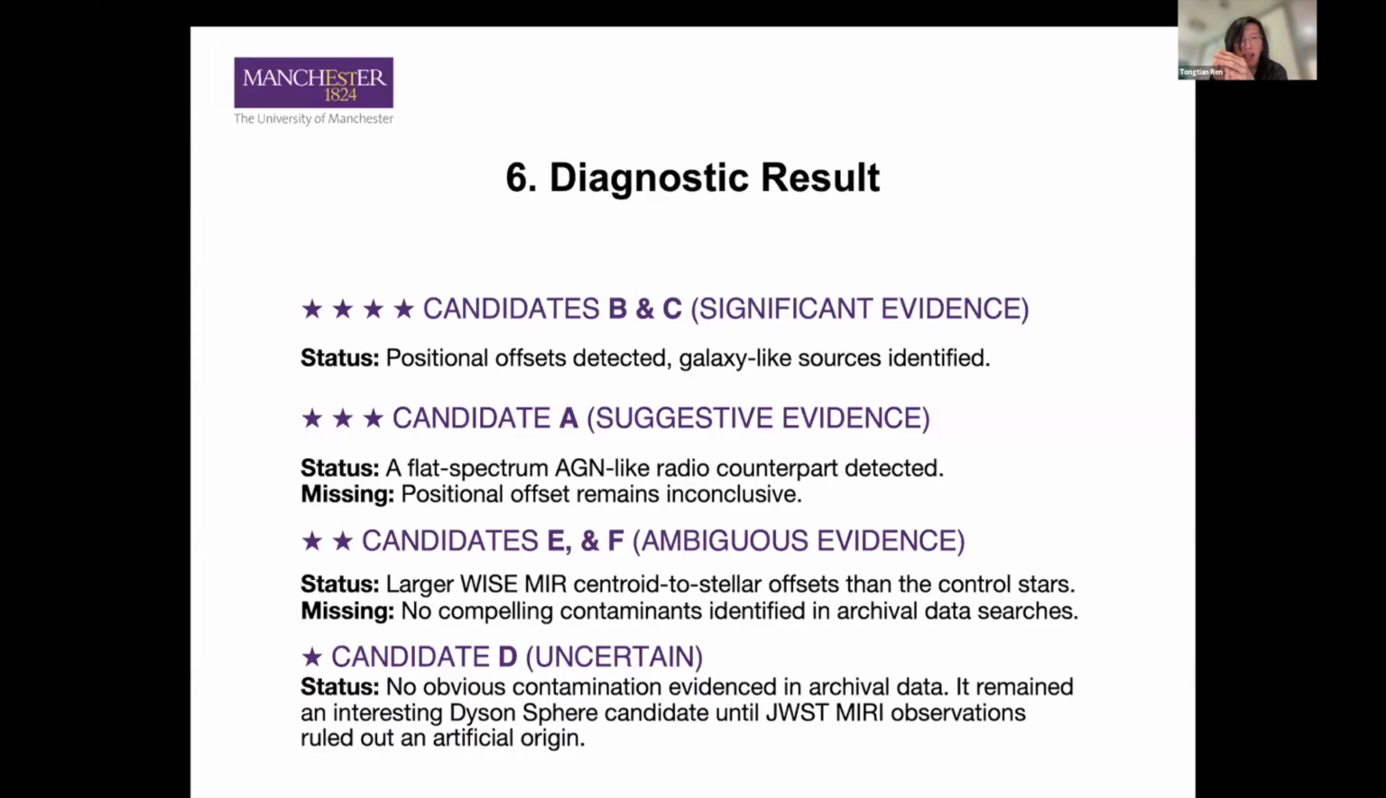As for candidates D, E and F, they appear to have larger offsets compared to the control stars. And candidate D, before Eric reviewed the JWST MIRI observation results, has the closest stellar to middle infrared WISE centroid distance, and we haven't found any explicit evidence for contamination. So this is a diagnostic result.